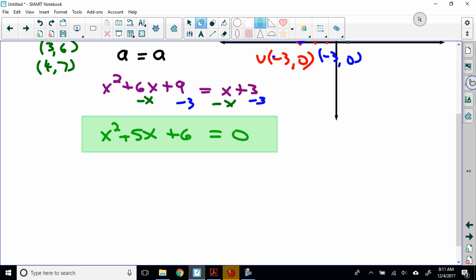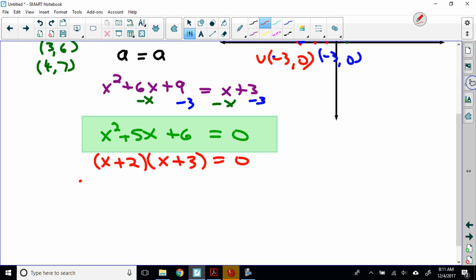Because it's simple to factor, right? Because 6 has factors that add up to 5. Good. So x plus 2, x plus 3 equals 0. So x plus 2 equals 0, x plus 3 equals 0. So x equals negative 2, x equals negative 3. And you might think we're done. Well, if you stop there, you left the milk in the car.